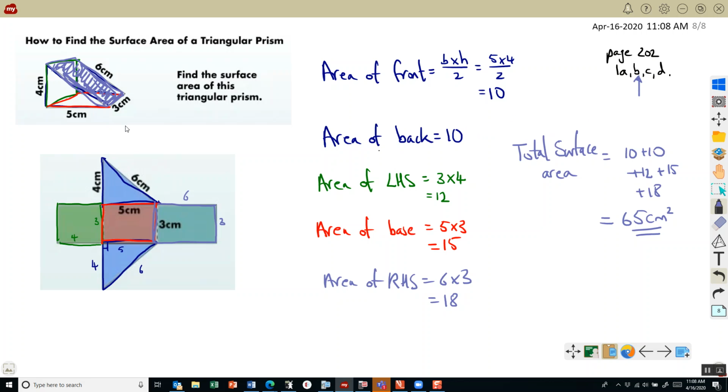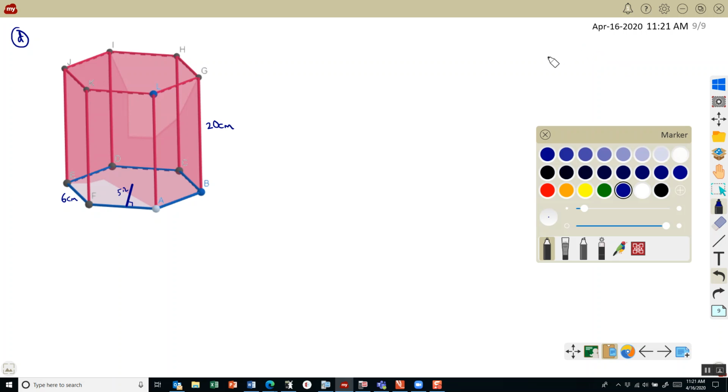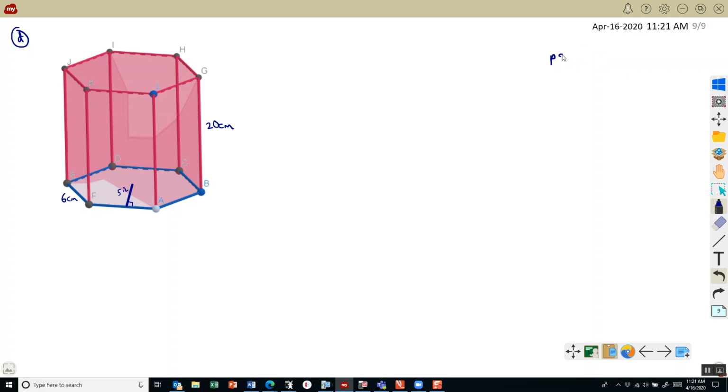The numbers are different in question B. That's okay. You can follow, it's exactly the same method. Now we're going to have a look at question D, which is on page 203. And hopefully this will enable you to continue working with the rest of these. So we have to work out the surface area of this nasty looking shape.